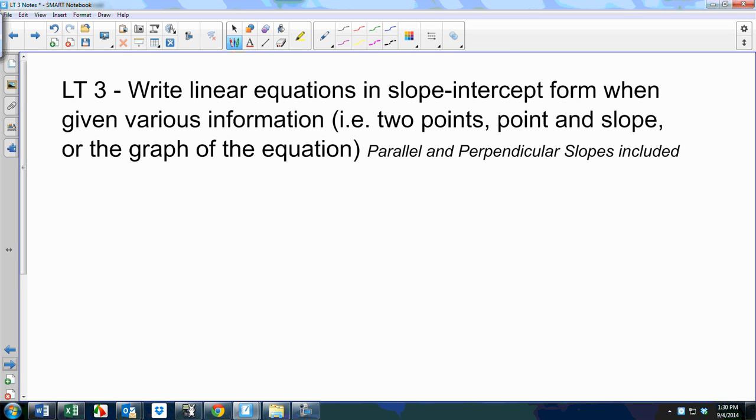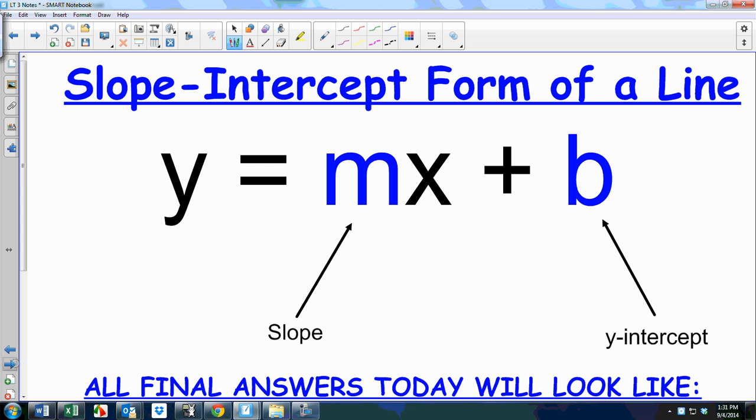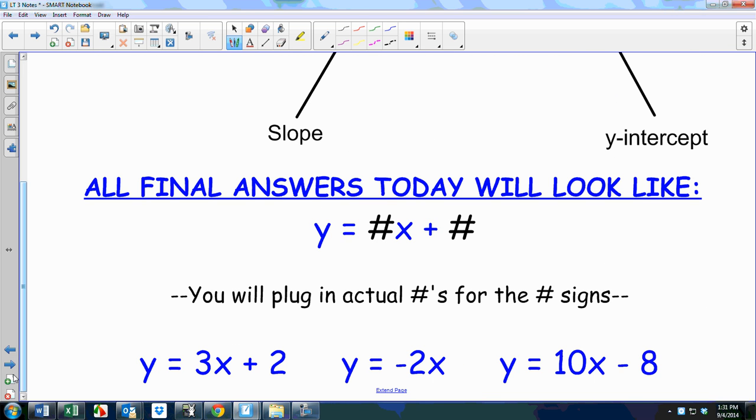Write equations in slope-intercept form, which I heard you already say earlier, y equals mx plus b, right? When you're given various information, 2 points, a point and a slope, one of the graphs, I could throw anything at you, but you're going to be able to write an equation in y equals mx plus b form. So the next slide demonstrates what all of your answers are going to look like. The blue m and the blue b, you're going to find a number to put there. So every answer today will look like y equals some number x plus some number. And here's a few examples.